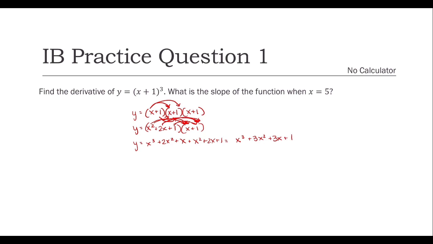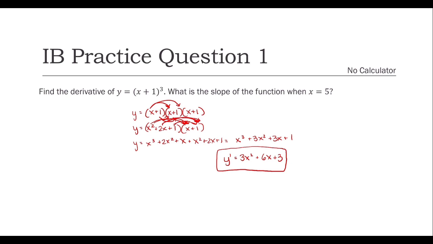So if we take the derivative of that, we'll get y prime equals, we'll pull the 3 in front of the x and then decrease the exponent, plus 3 times 2 is 6 times x, and then instead of squared, we'll go down to the first power, and then we have plus 3. So this would be your derivative.